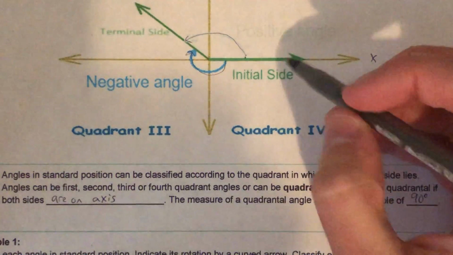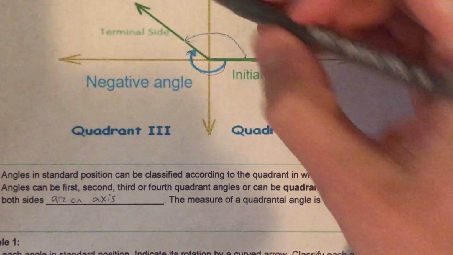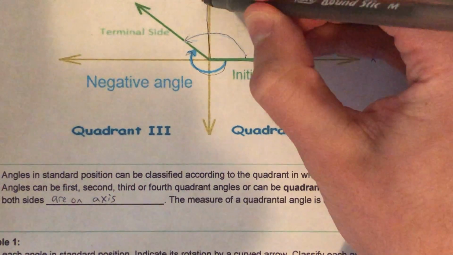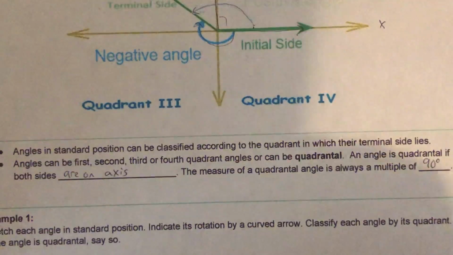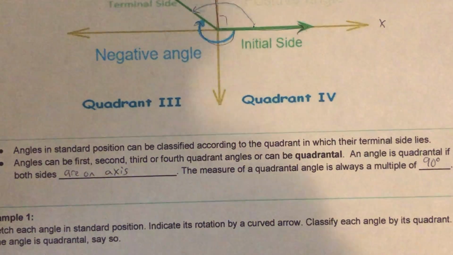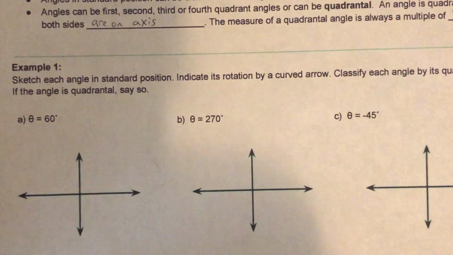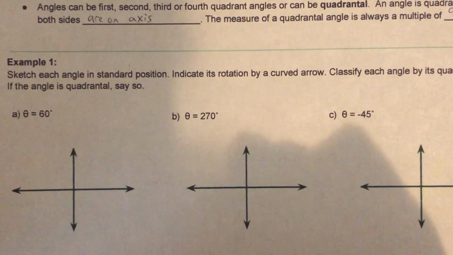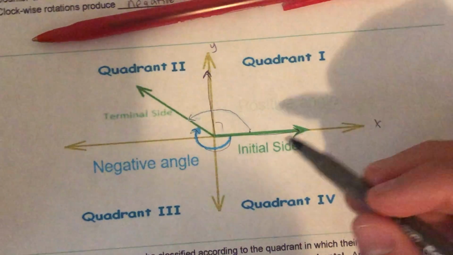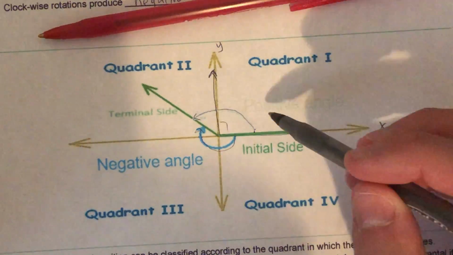So quadrantal angles are when both sides are on axes. Like if the initial side was on the x and the terminal side, let's say, was on the y, like we had a 90-degree angle there. So let's practice sketching angles in standard position. We need to draw both the initial side, the terminal side, and then we draw this line to represent the direction of the angle.